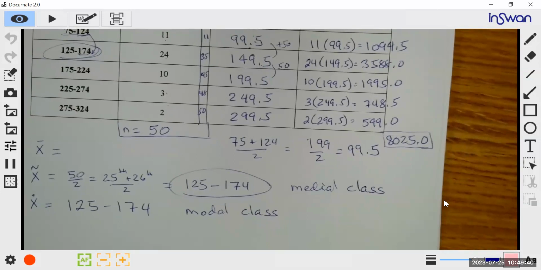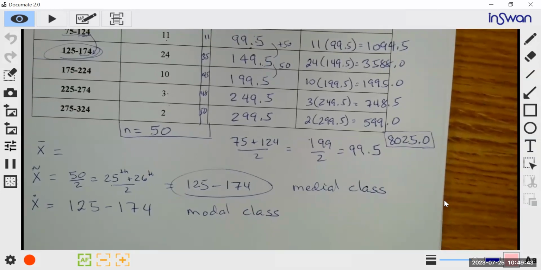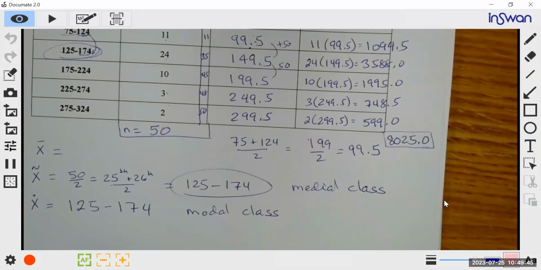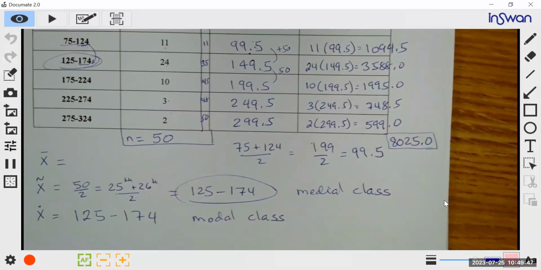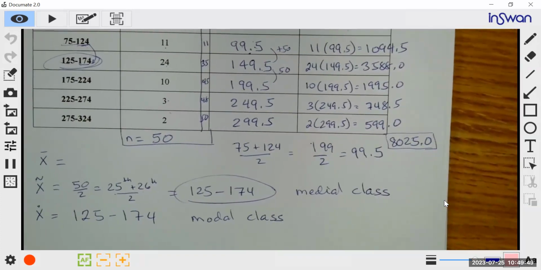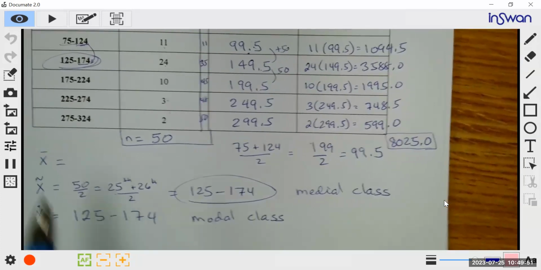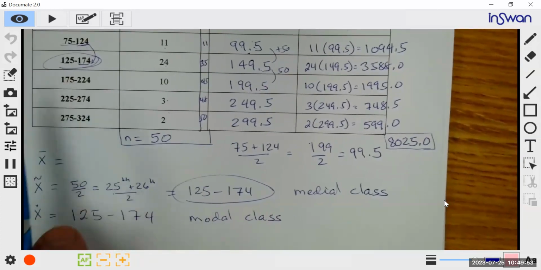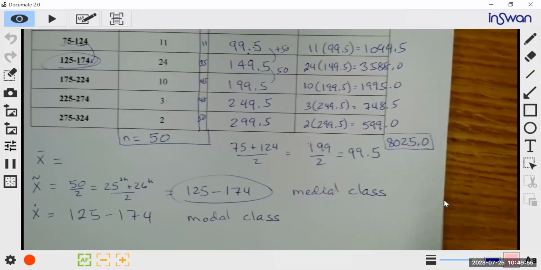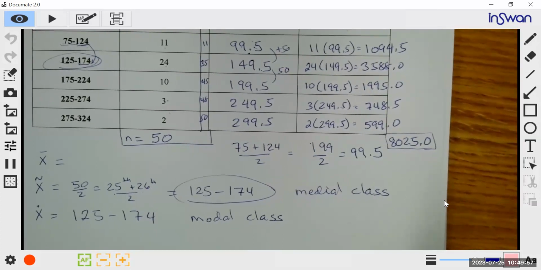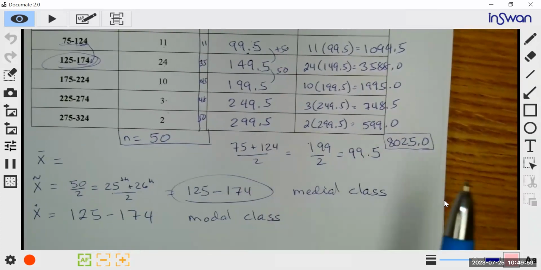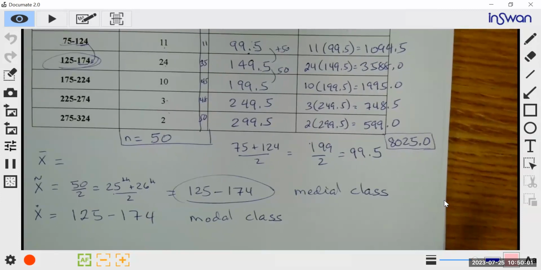You just have to know how to decipher what these things are asking us. That's why I threw you through those last two examples. This one had classes. The other one was just discrete data. So you can see how both of them are done.